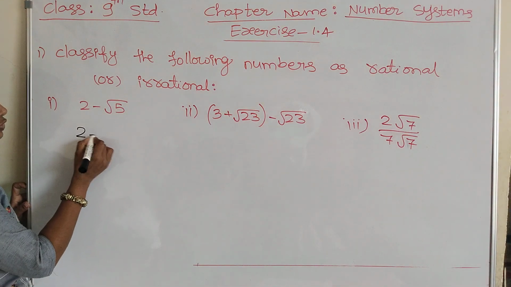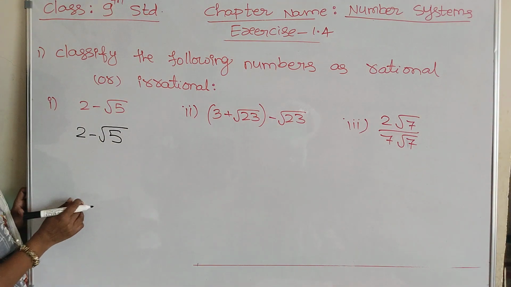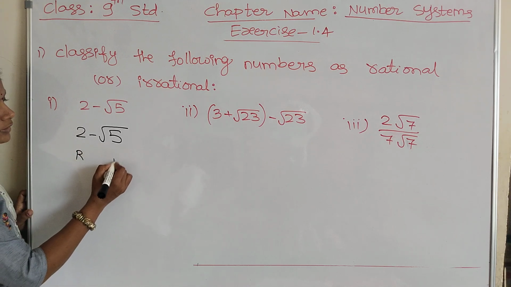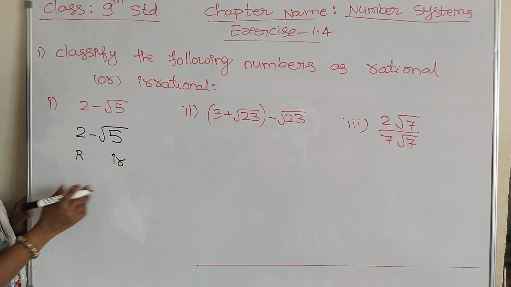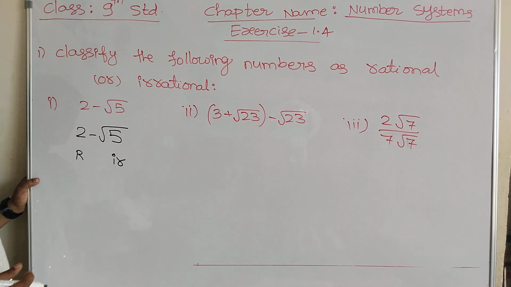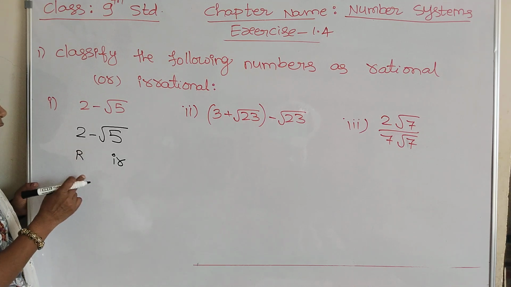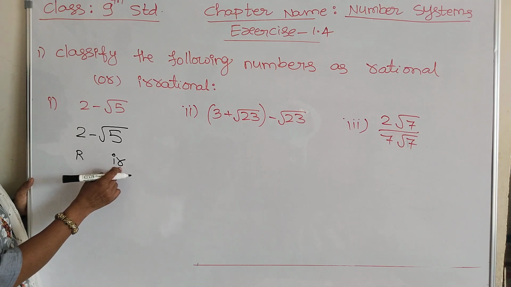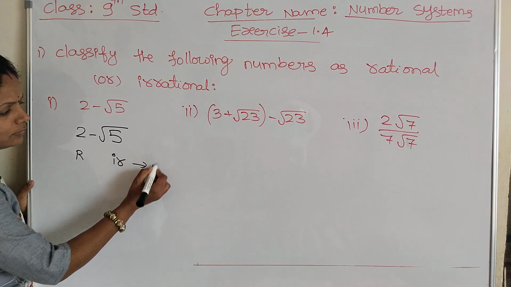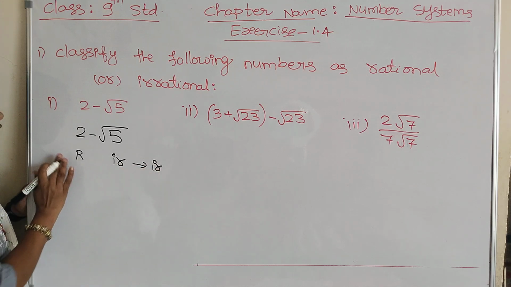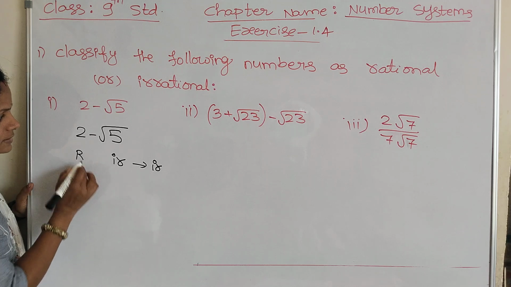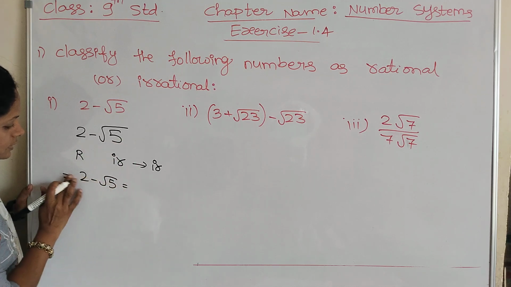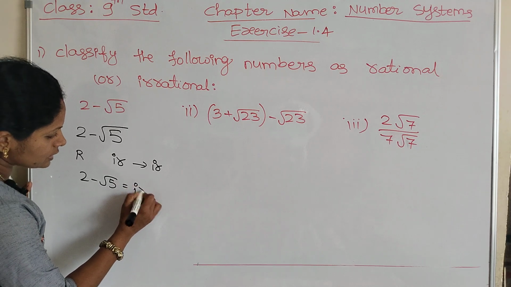Given is 2 minus root 5. 2 is a rational number and root 5 is an irrational number. As in the first rule we already discussed, if we perform the difference of a rational and an irrational, what will be the resultant? It is irrational. So 2 minus root 5 is an irrational number.